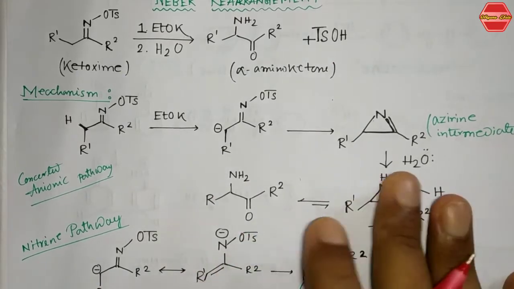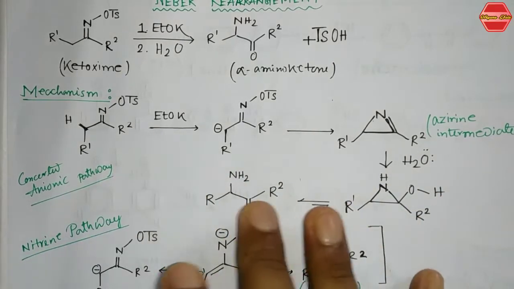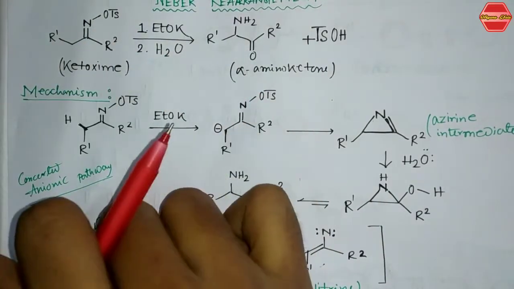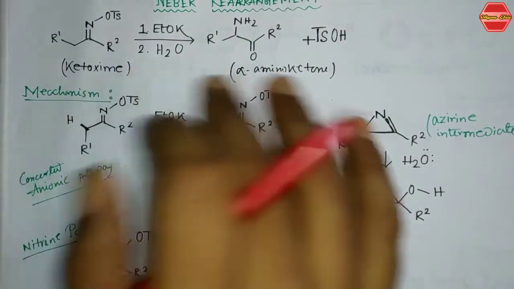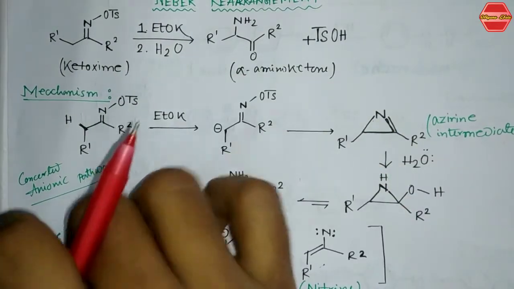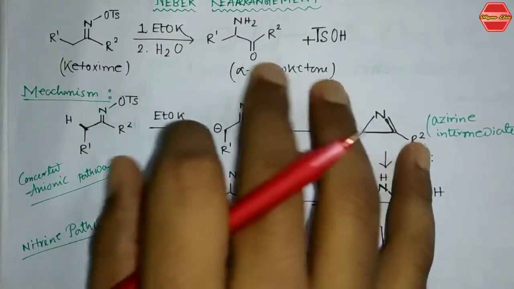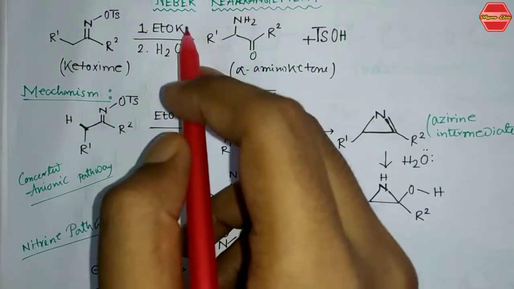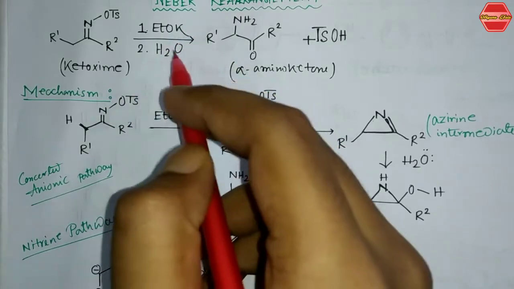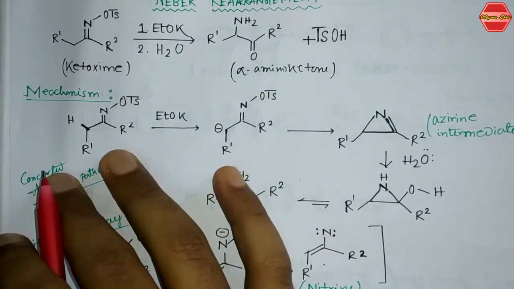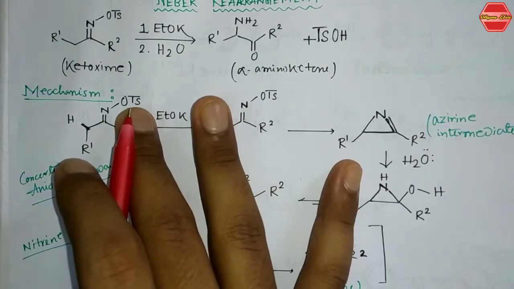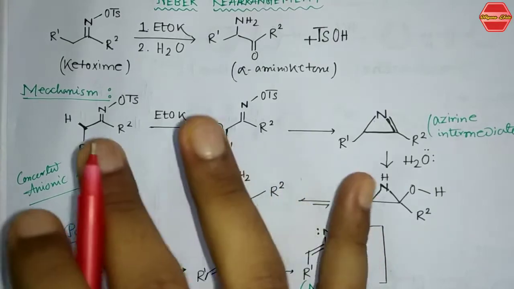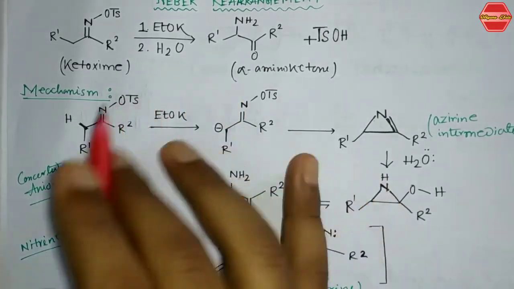Now let's do the mechanism and see the substrate and what the product will be. The substrate is similar to the Beckmann rearrangement, that is ketoxime, and the product is the alpha amino ketone. Now how will you get from ketoxime to alpha amino ketone? For this we have to put two reagents, one is potassium ethoxide and another is water. Now see the mechanism. The mechanism basically follows two different pathways. The scientists believe that two different approaches are possible for this Neber rearrangement.